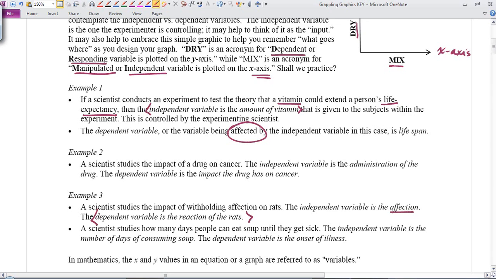Or a scientist studies how many days people can eat soup until they get sick, meaning not nutritious enough. So the independent variable is the number of days of consuming soup, and the dependent variable then is the onset of any illness from that.